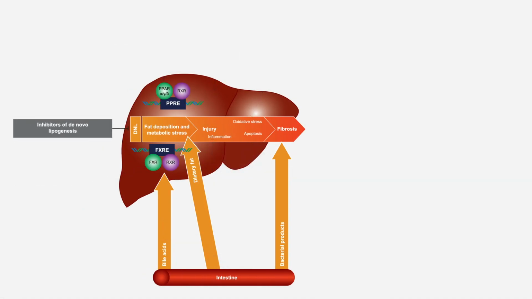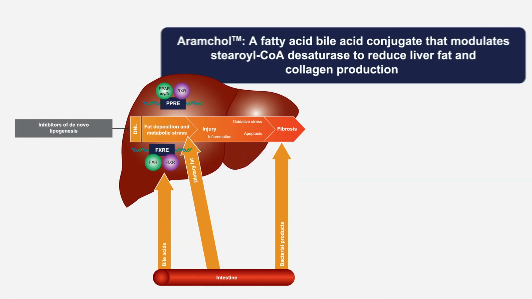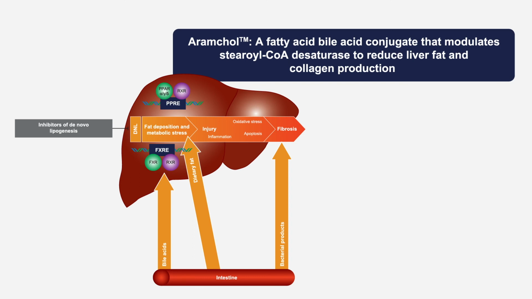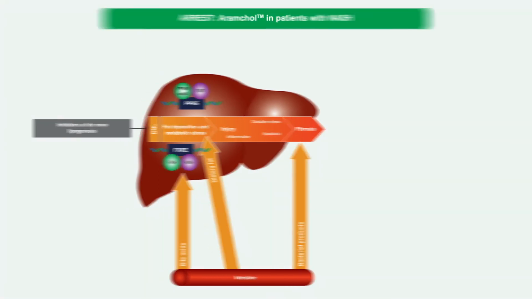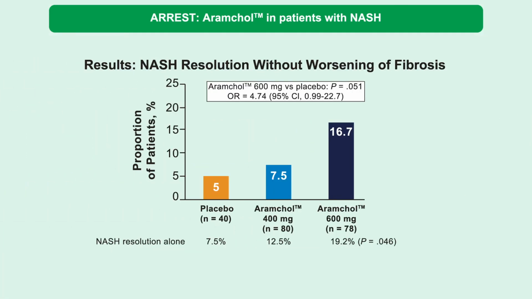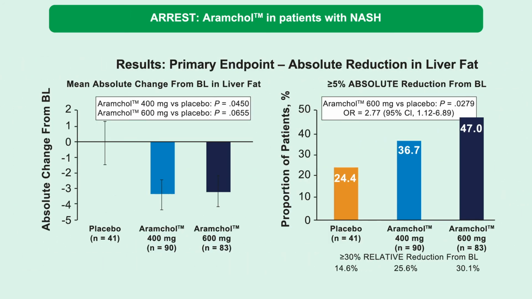Another drug that is also in phase 3 program currently is aramcol. Aramcol is a synthetic bile acid and a fatty acid derivative. In a previous study among patients with biopsy-proven NASH, aramcol at 600 milligram daily was thought to be better than placebo in improving NAFLD activity score, as well as features associated with NASH resolution and trend towards improvement in fibrosis. Aramcol also showed improvements in liver fat based upon MR spectroscopy-based assessment.